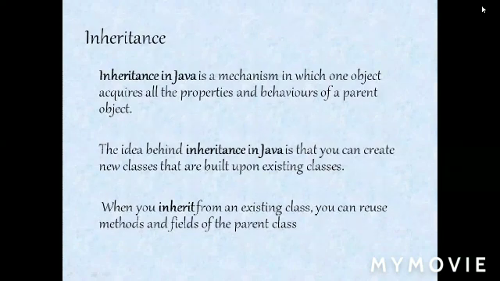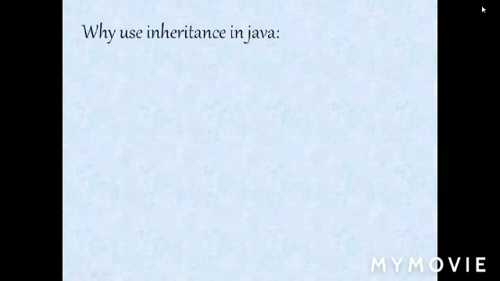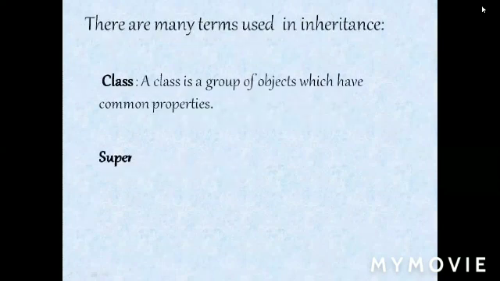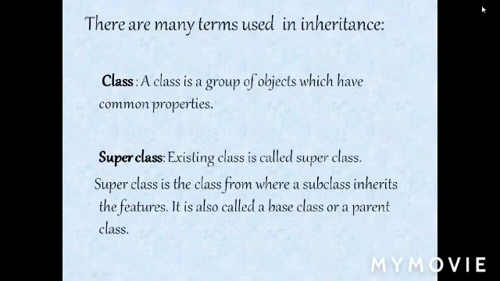Now, let us see why we use inheritance in Java. We use inheritance in Java for method overriding and for code reusability. There are many terms used in inheritance. The first is a class. A class is a group of objects which have common properties. Second is superclass. The existing class is called superclass. Superclass is the class from where a subclass inherits the features. It is also called a base class or a parent class.